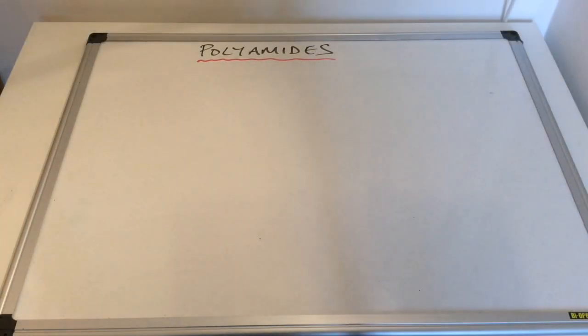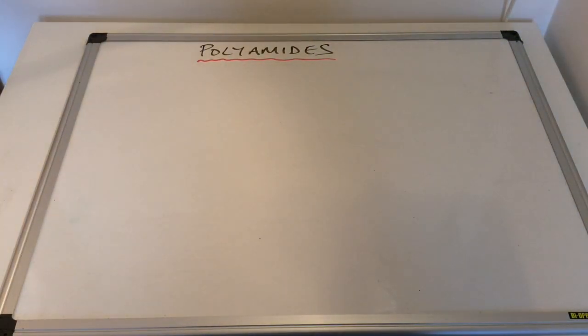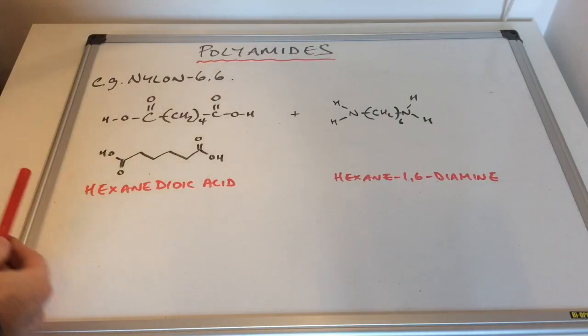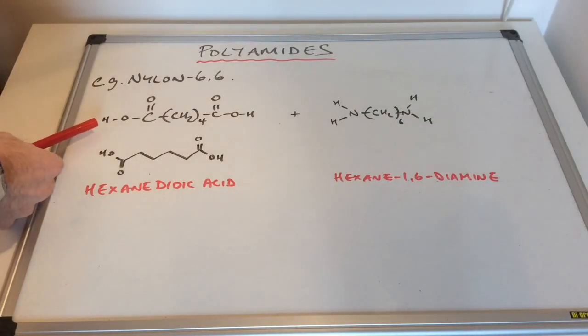In this video, I'm going to take a look at some specific examples of polyamides. The first example I'll look at is Nylon 6,6. So nylon is an example of a polyamide. Remember, to make a polyamide, we can use a dicarboxylic acid. So in this case, I've got hexane dioic acid.